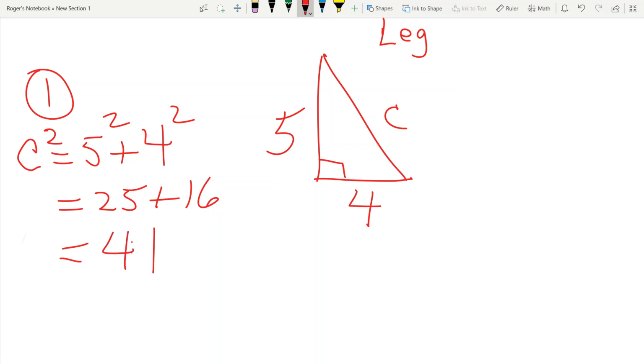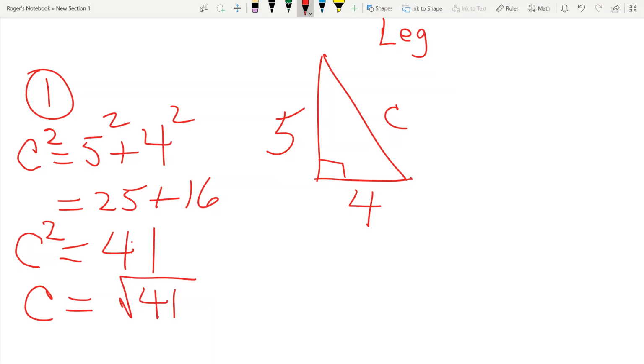Okay, so c squared is equal to 41. So what is c? c will be equal to taking the square root of the left and the right. c will be equal to the square root of 41. 41 is a prime number, so there's nothing we can do with this one. We just leave it the way it is. Square root of 41, that's c.